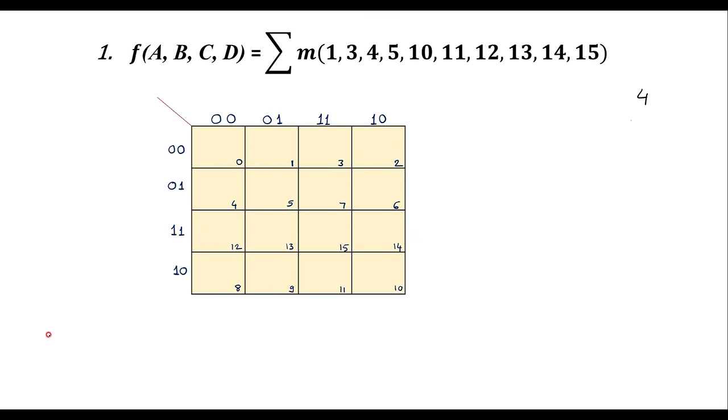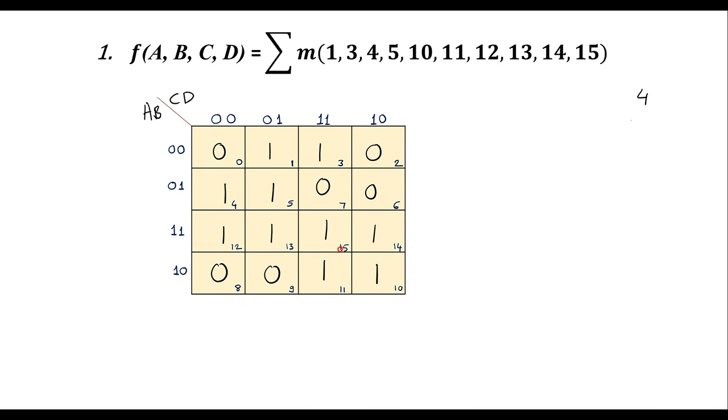Here the variables are A, B, C, D. Let me write A, B here and C, D here. In these cell numbers, we need to enter 1. That is, we have 1, 3, 4, 5, 10, 11, 12, 13, 14 and 15. In rest all cells, we should enter 0. Now we need to simplify this and bring it to SOP form.